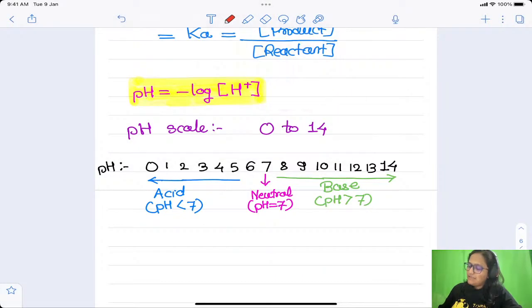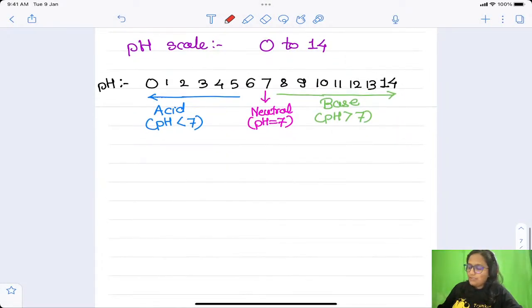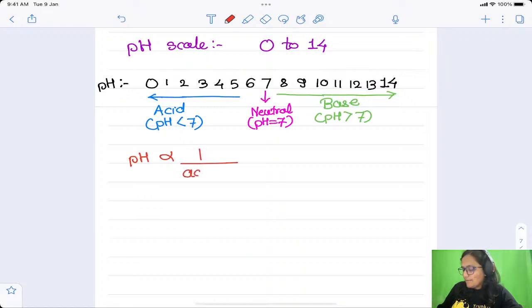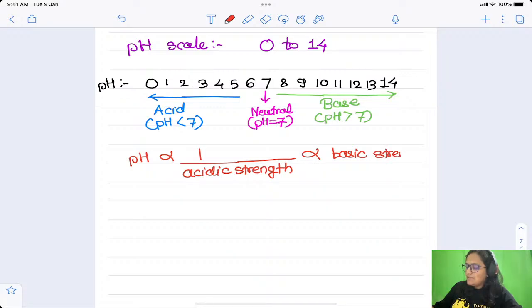On the basis of this, if I want to write down a few things, pH is inversely proportional to acidic strength. Acidic strength means how strong that acid is. pH is inversely proportional to acidic strength and pH is directly proportional to basic strength. As pH is increasing, basic strength will increase, as pH is decreasing, acidic strength will decrease.